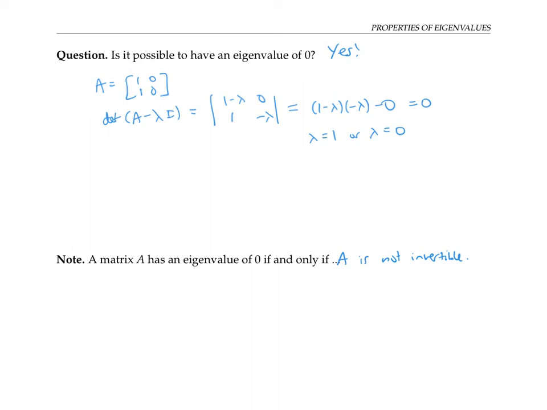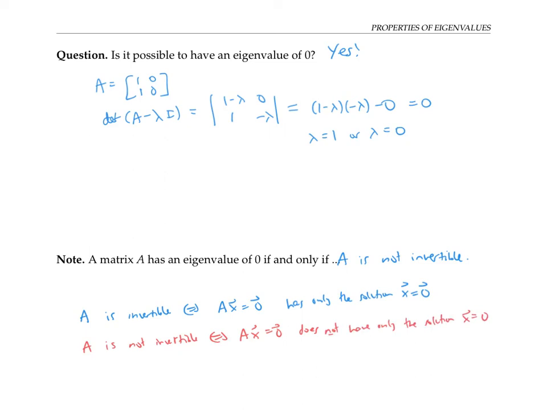Let me explain why. We saw in a video about invertible matrices that a matrix A is invertible if and only if the equation Ax equals 0 has only the solution x equals 0. So the negations of these statements are also equivalent. A is not invertible if and only if Ax equals 0 does not have only the one solution x equals 0.